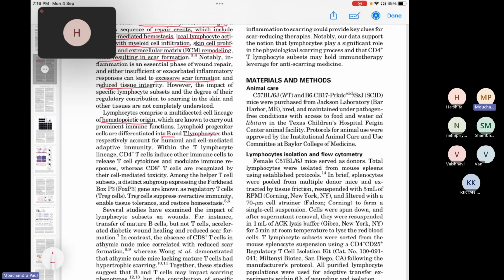B lymphocytes account for humoral immunity, meaning they produce antibodies, and through antibodies, the foreign antigens get recognized and flushed out of the system. Whereas the T lymphocytes are cell mediated. So you must have heard of antigen presenting cells and T cell receptors. When you were studying immunology, you must be familiar with these terms.